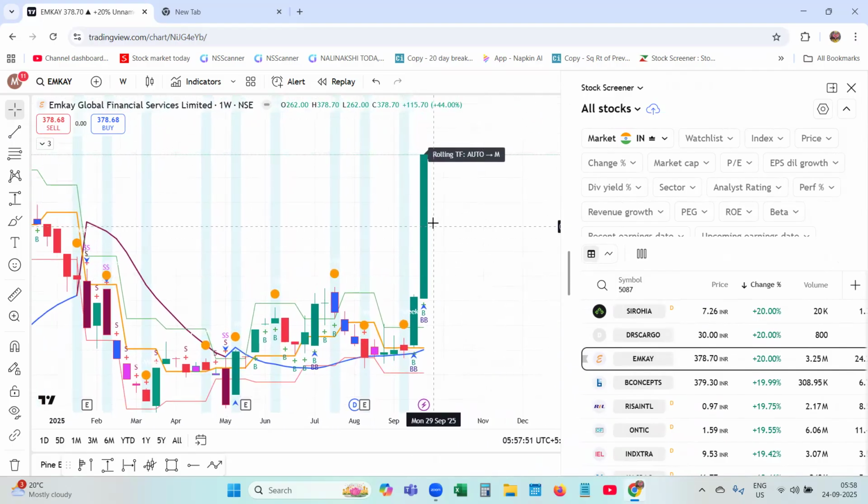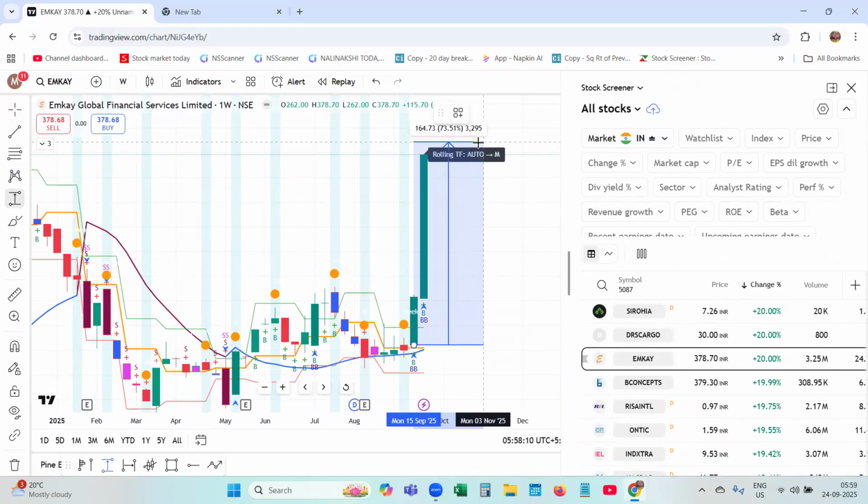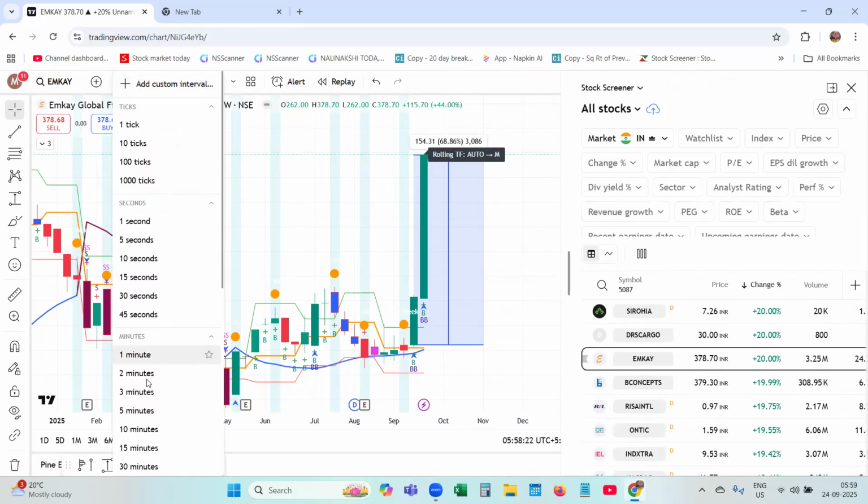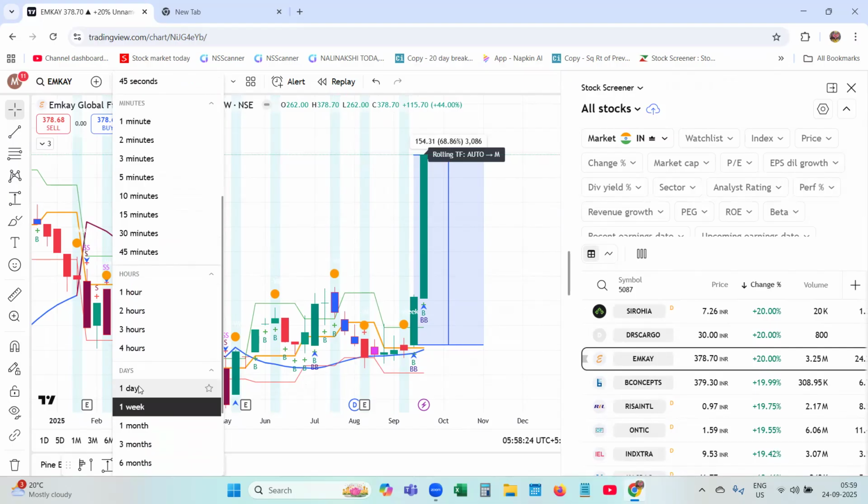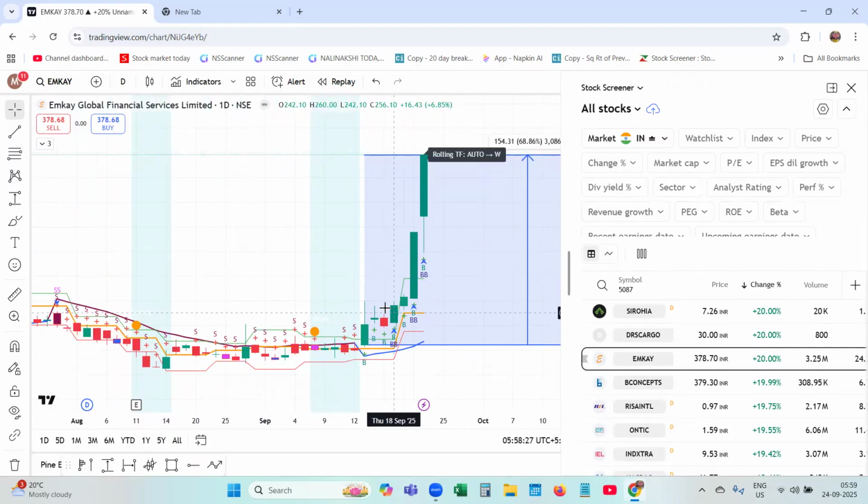See, prior to this week, there was a huge pop-up. You have got a signal over here on 15th September. From 15th September to 24th, you are getting a whopping profit of 73%. Single day 20%. And this indicator is telling you to enter into it. Let me go to the daily time frame. You are entering here when the signal is here.